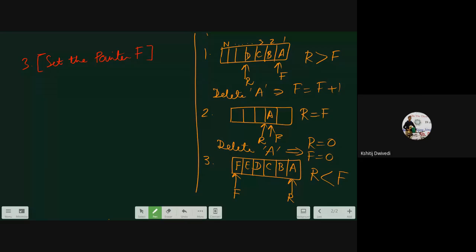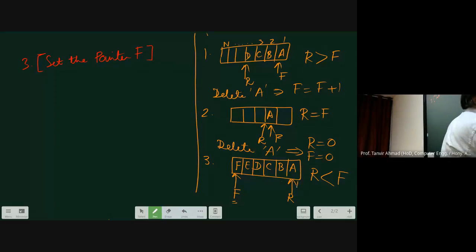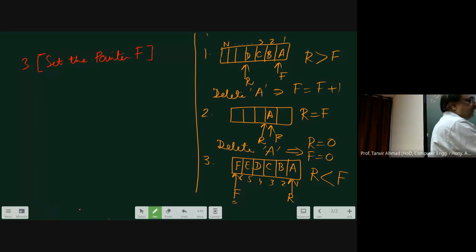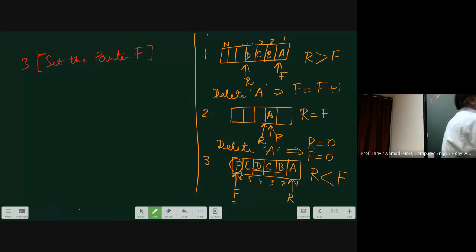Sir, as the insertion is always from the rear side, so rear should always be greater than the front side. No, it may not be, because if the R has rotated, this case is there. R can be here. It's no problem. But what is happening is that if F is at this point, suppose the numbers are 1, 2, 3, 4, 5, and 6. If F is at 6, it means that it has come to 6 by deleting 5, 4, 3, 2. Therefore, if F is at this point, it means that these elements cannot contain any values.